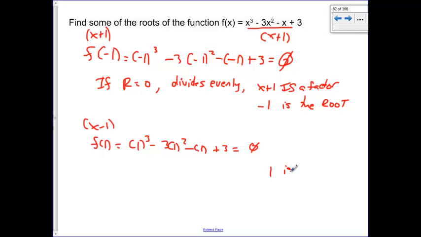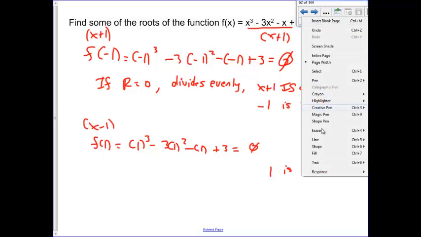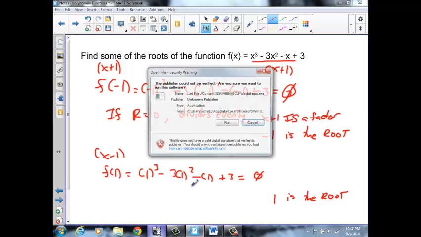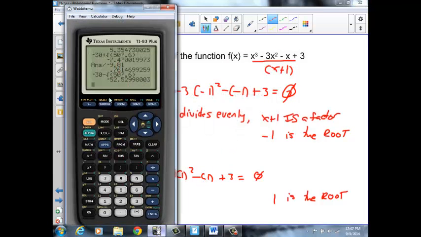So by this logic, 1 is the root as well. So 1 and negative 1 are both x-intercepts. You know what? Now let's actually pull out that graphing calculator and confirm it. Give me a second here. So y equals x to the third minus 3x squared minus x plus 3.